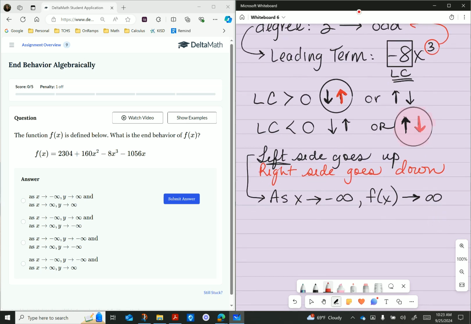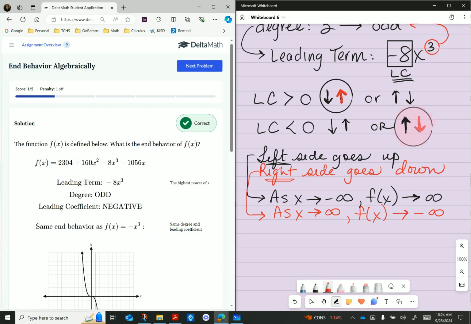Then let's do the red. They're talking about the right side. So the right side says as x goes right, right is positive numbers, my graph will go where? It's going down, so negative infinity. So there are my answer choices. With x going to negative infinity, it has to go to positive infinity, and that will be this choice right here. And you're done.